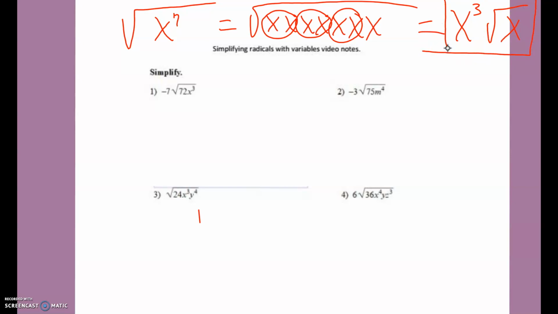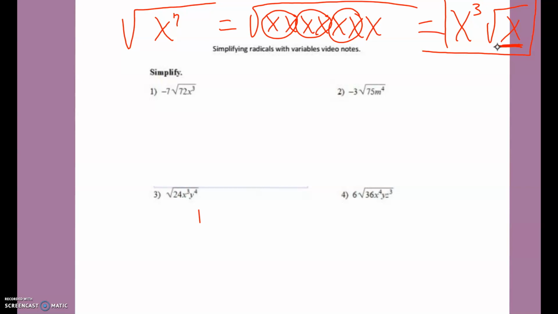All right. So basically what you're doing with variables is you're just dividing it by 2. So if you have an even number, all of them will come out. If you have an odd number, you'll always have one left over. All right. Let's go ahead and tackle these four problems here.